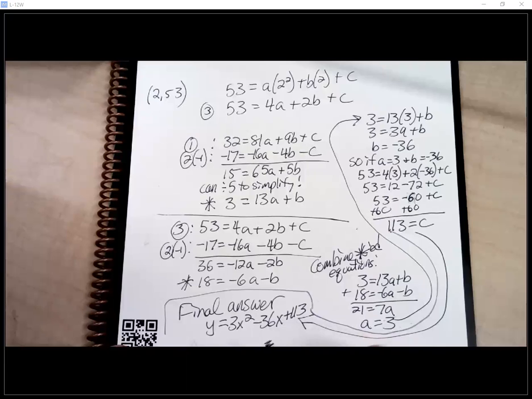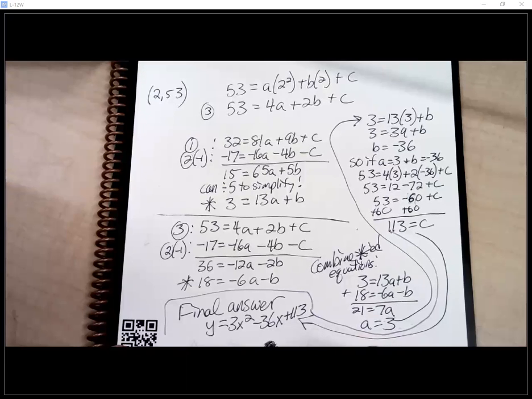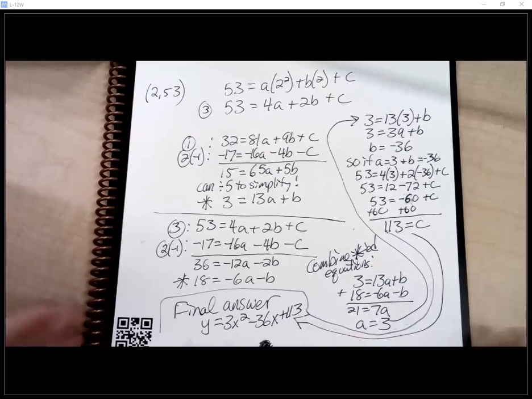Well, hold on. How did we do, everybody? Did you get the same three? So I totally did, and I checked my work. A should have been 3. You won't see right B here. B is gonna end up being a negative 36. And then C is a positive 113.